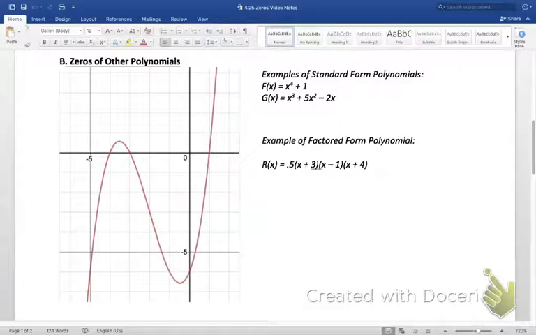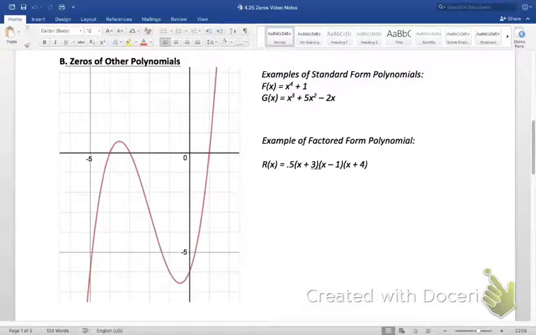So now we're going to look at some examples of polynomials. And what you're going to see is that the relationships between the factored form of a polynomial and its graph are exactly the same as the relationships we see in quadratics, because quadratics are just one subset of polynomials.